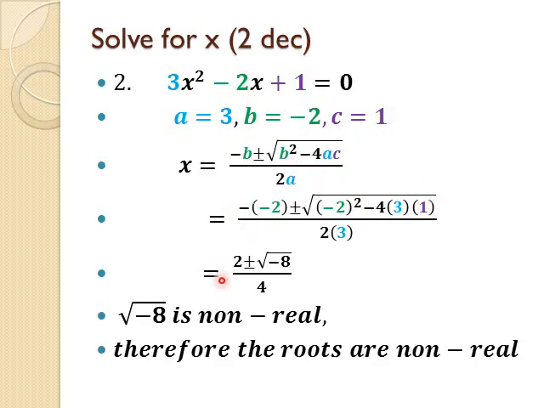So negative times negative would give me positive 2. Negative 2 squared gives me 4, but 4 minus 12, you see 4 times 3 is 12. 4 minus 12 gives me negative 8. Right? Now, the square root of a negative value does not form part of our real number system. Therefore, the square root of negative 8 is non-real, the roots are non-real, meaning if I plot this graph, it won't touch the x-axis. We can solve it using imaginary numbers, but that is part of your university work.